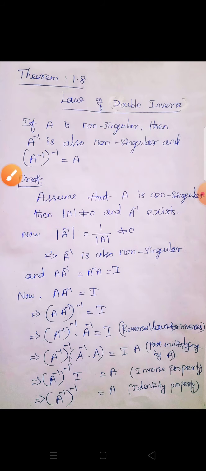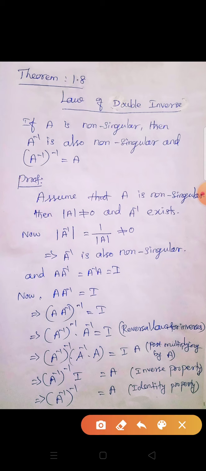Next, we write the inverse property: A A inverse is equal to A inverse A is equal to I. Now I am taking A inverse equal to I. Now A inverse the whole inverse is also equal to I. Now A inverse the whole inverse into A inverse, applying the reversal law. Are you understand? This is the reversal law: A inverse the whole inverse into A inverse is equal to I.